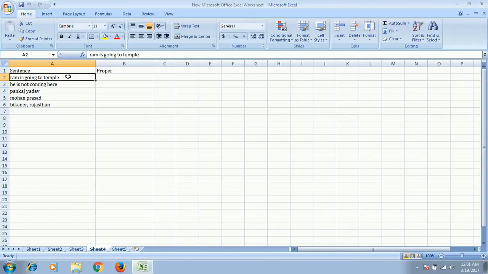In the first line, Ram is going to temple. So basically, in Ram, R should be capital, same as the other things. To make the first letter capital, yeah, you can say making the first letter capital in any word, for this we are going to use the PROPER function.